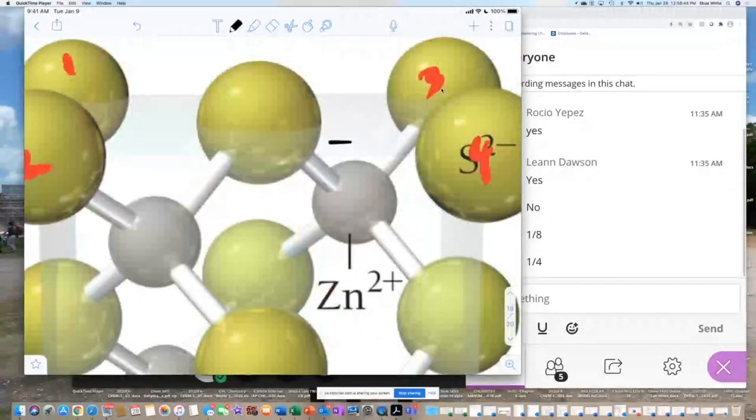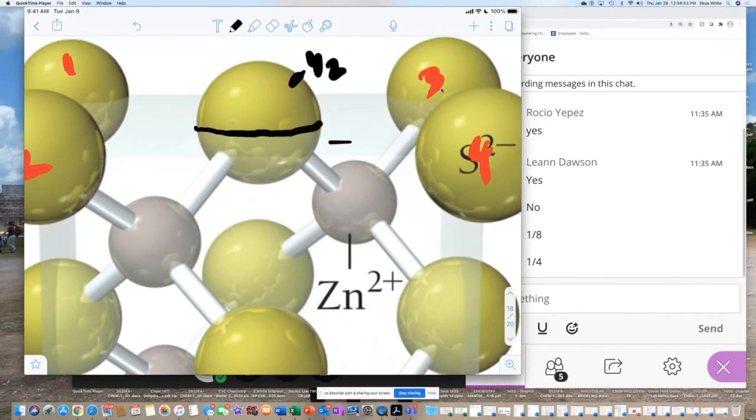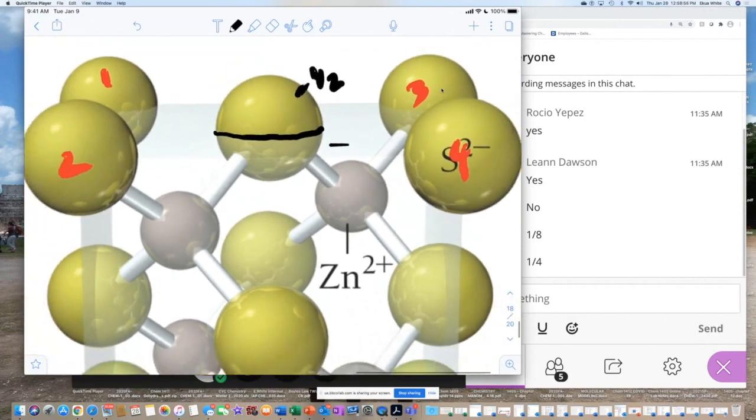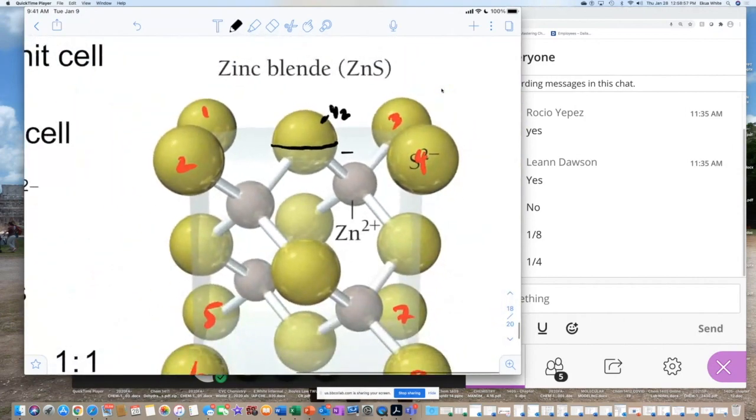You zoom in, you see how it shows you the shadow here? There's a shadow. I hope you can see that. A shadow here, and all I'm seeing is half. Guess what half is? What is half? So I'm only seeing half inside the unit cell, right?